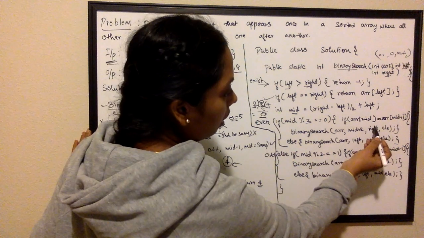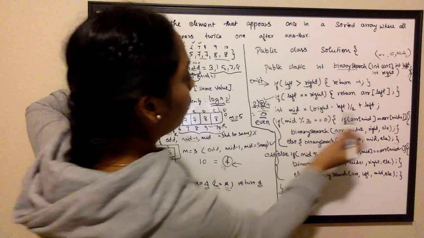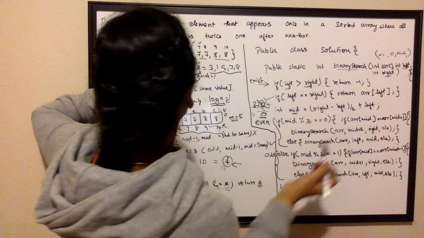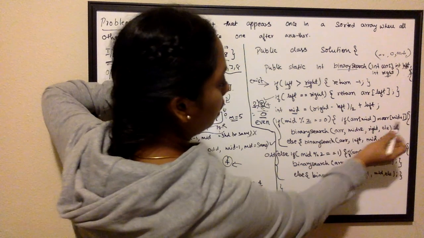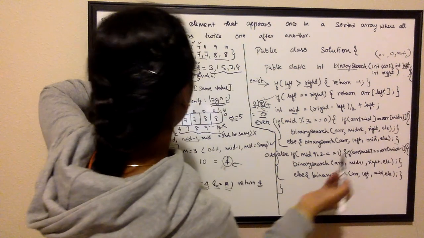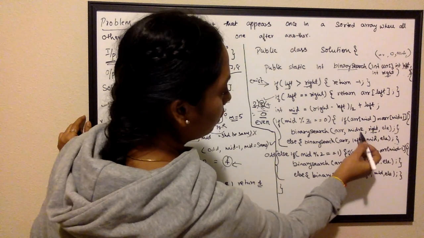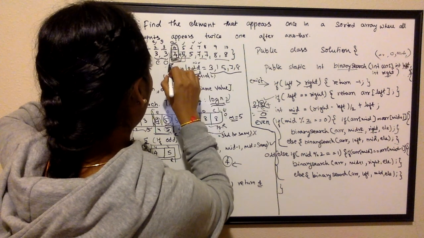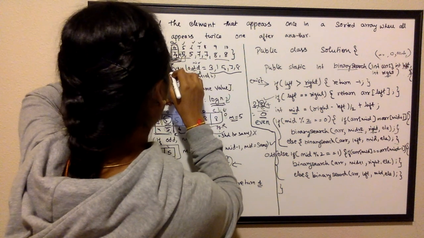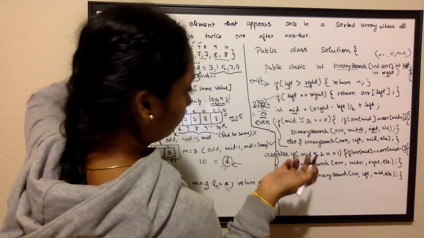So if it is an even element, then check if mid and mid plus 1, the pair, are the same. If they are the same, we know till then it is fine, so search on the right. Why are we starting from mid plus 2? Because if this is the mid element, we know till then the pair is fine, so we have to search from there.